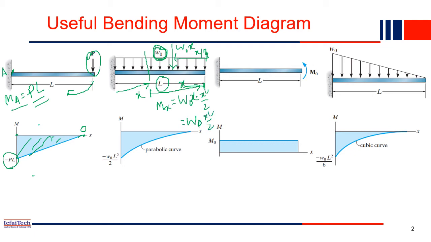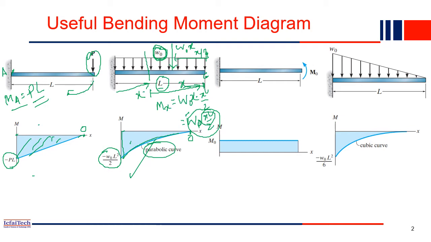Similarly, if you replace x with L at the tip, you have W naught L square by 2. So that is the moment at this point, and the moment at this tip will be 0. And what is the equation? Just now we derived W naught x square by 2. This is the equation of a parabola, so this is a parabolic shape. This is the moment diagram for a UDL acting on a cantilever. Very simple thing.